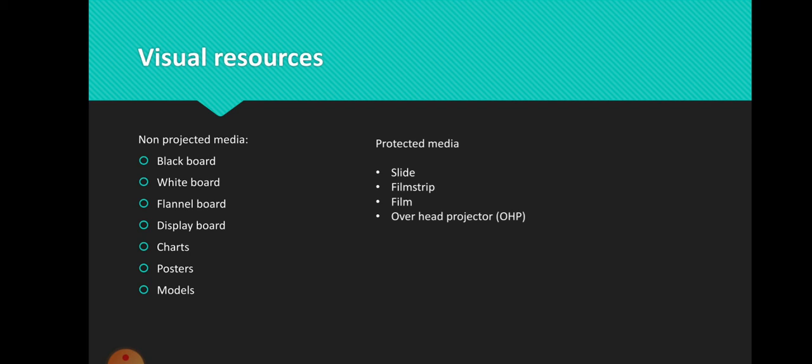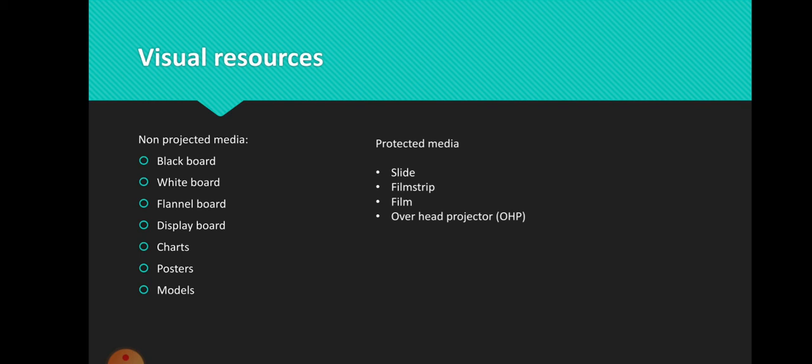And what are those projected media? Yes, there are slides, PPT slides, which we are now going through. So a PPT slide is a projected media. Also you can use film strips. Also you can display some kind of film, like a film for children, like the Jungle Book. You can display the film in the classroom, also in the seminar room. So those are the projected media.